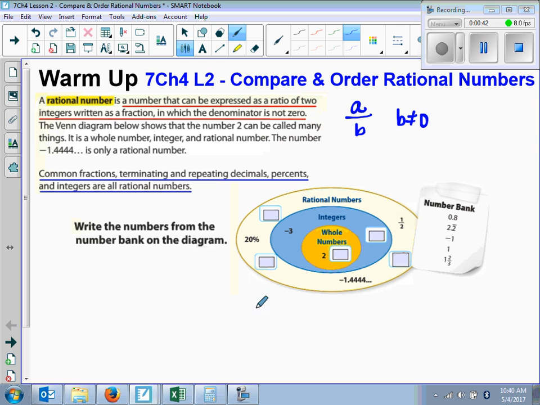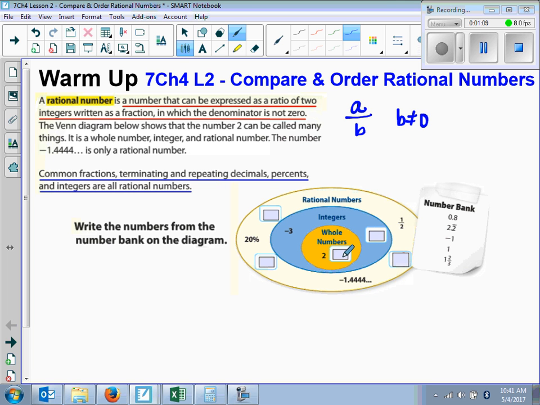So here in this Venn diagram, it shows the number 2 can be called many things. 2 is a whole number. Does everybody see 2 right here as a whole number? But does everybody see this circle, the whole number circle, is inside the integer circle? Okay? That's because the whole numbers are the positive integers, right? So 2 is a whole number, and it's also an integer.